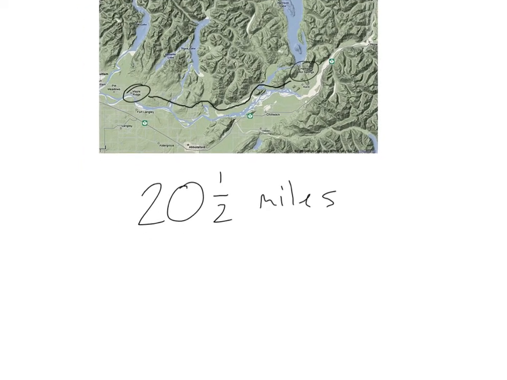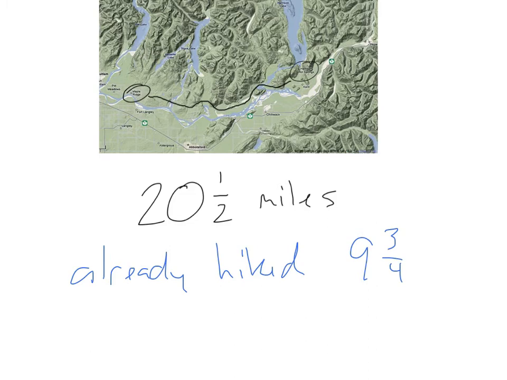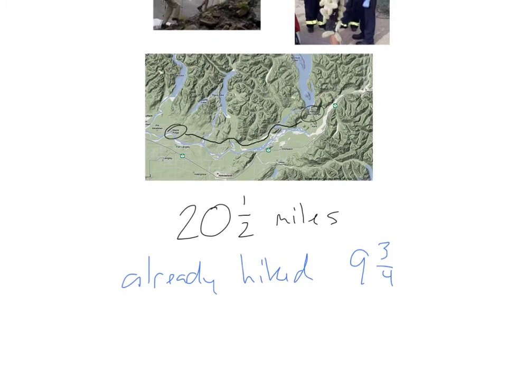So let's say that you've already hiked 9 3/4 miles. And we want to figure out how much distance you have left. Let's say this is your start and that's your end, so you're probably somewhere right about there. The question is, what is this distance right there? How do we figure that out?